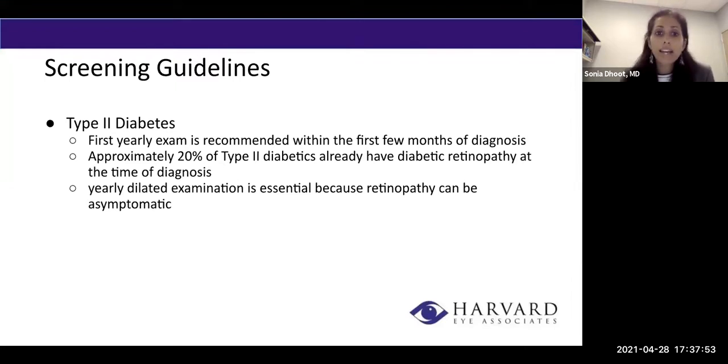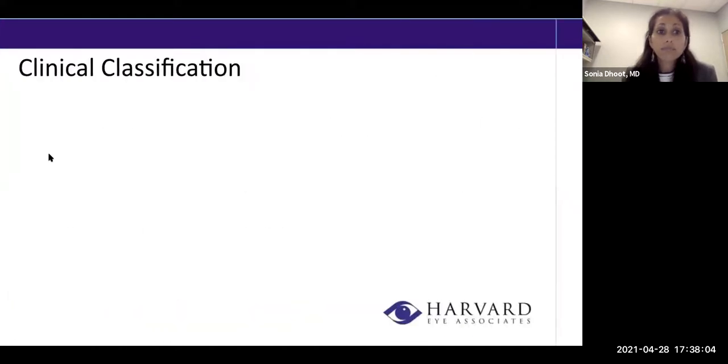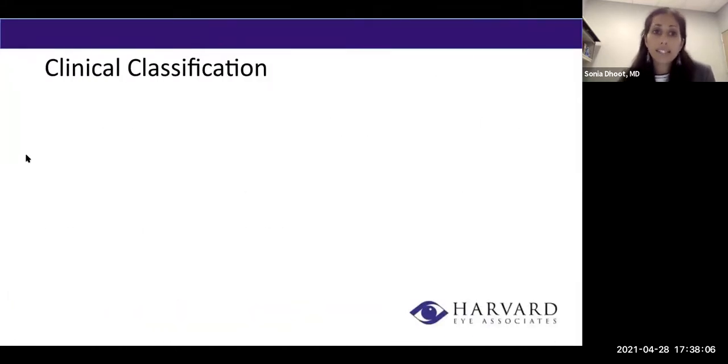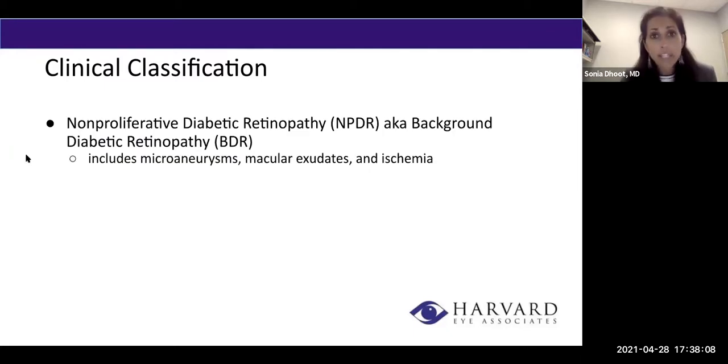And then, like I said, even if you don't have bleeding in the back of your eyes, it's very important to get at least a yearly dilated exam because retinopathy can be asymptomatic. So the clinical classification, if you have diabetes and you see one of our retina specialists, you've probably heard us talk about this quite extensively.